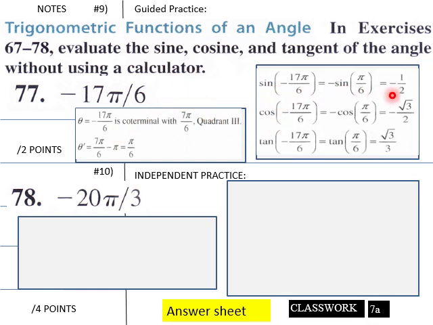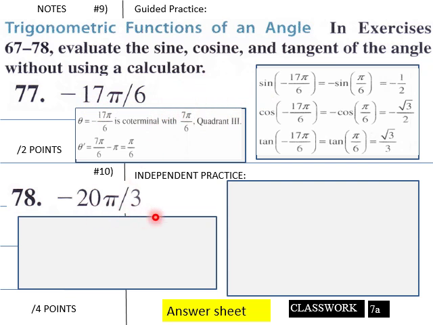So these would be your function values here for negative 17 pi over 6 would equal negative sine of pi over 6, and then negative cosine pi over 6, and then tan pi over 6, and that would be your solutions for negative 17 pi over 6.